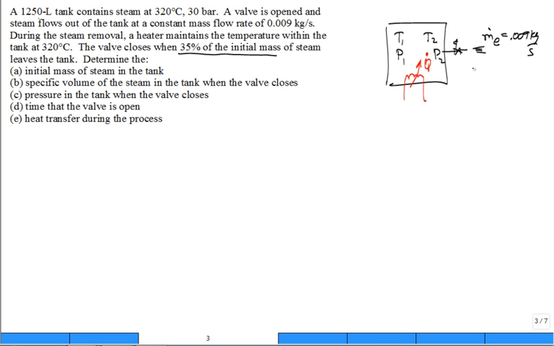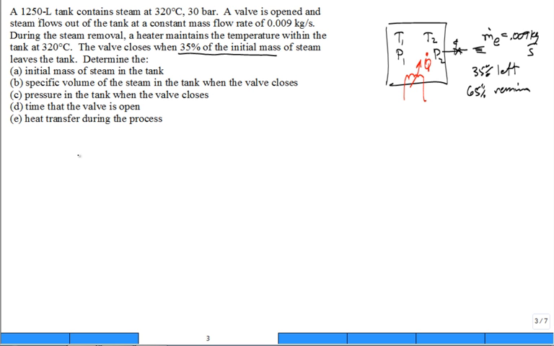So if 35% has left, how much remains? 65% of the mass remains in the tank that was originally there. What do you think the pressure does? Does the pressure stay the same? Go up, go down? Temperature stays the same. Is the volume of the tank changed? No. Let's organize some information.